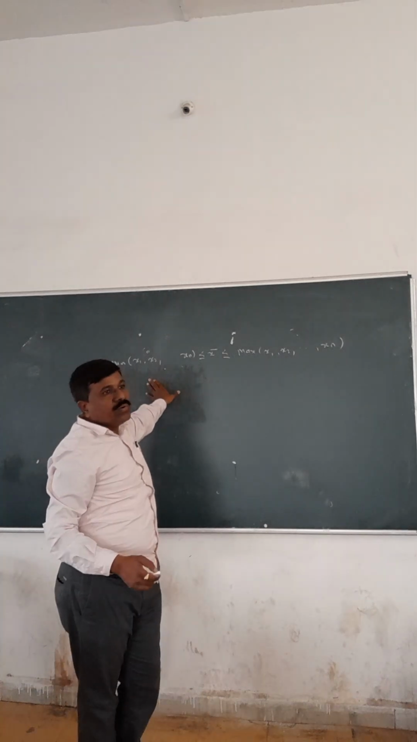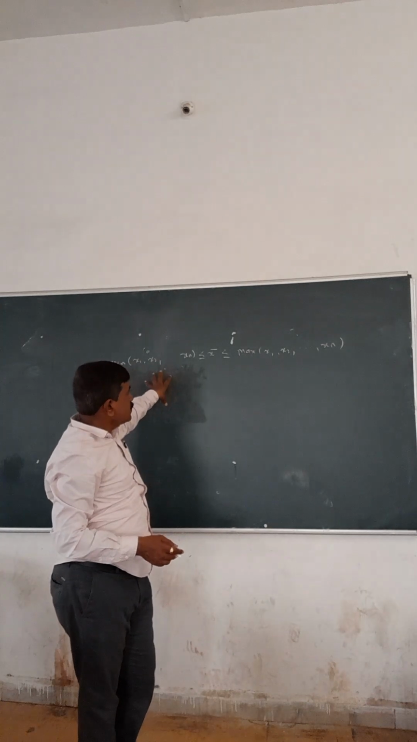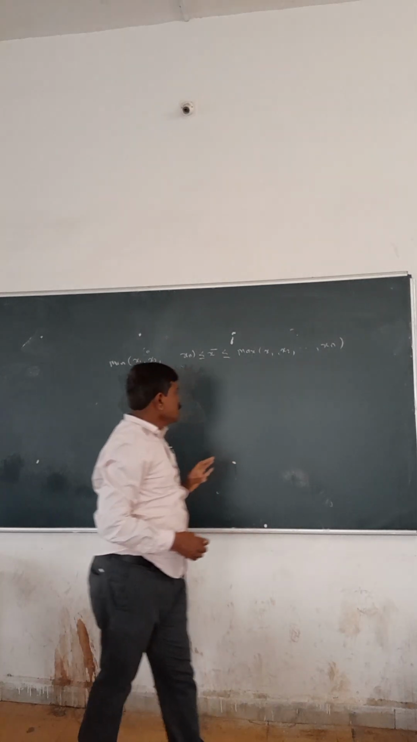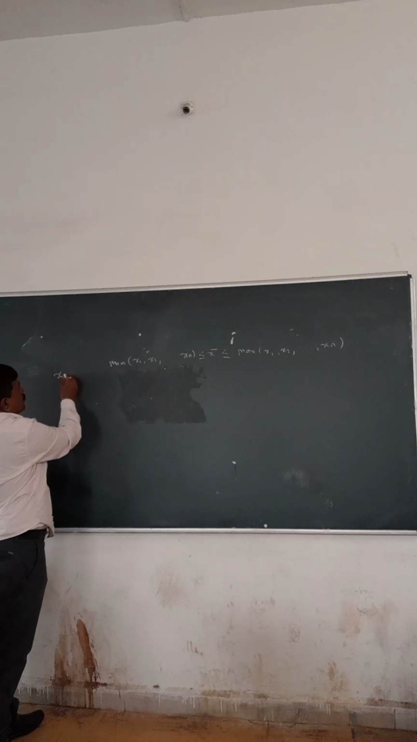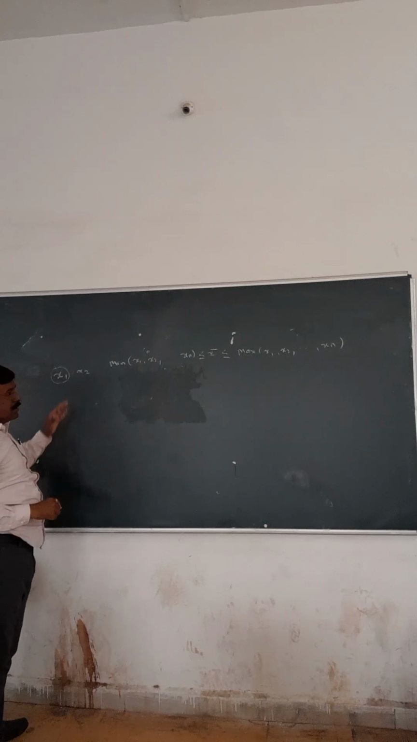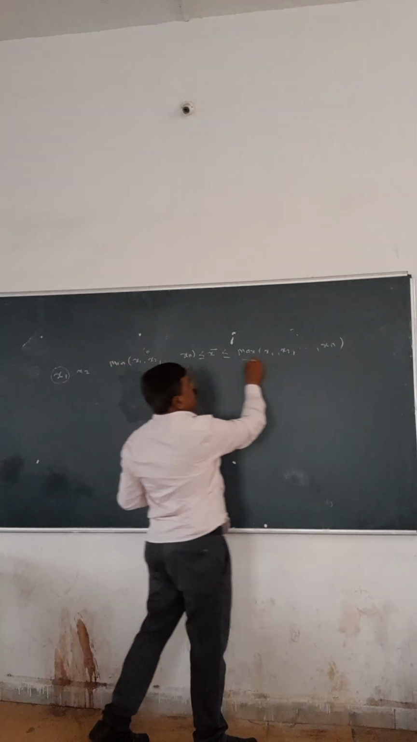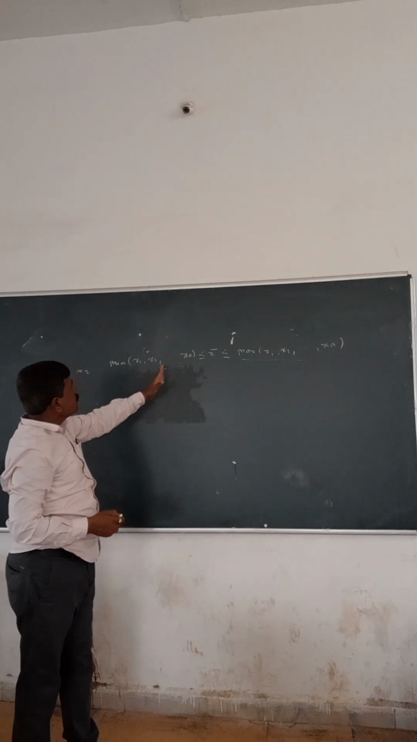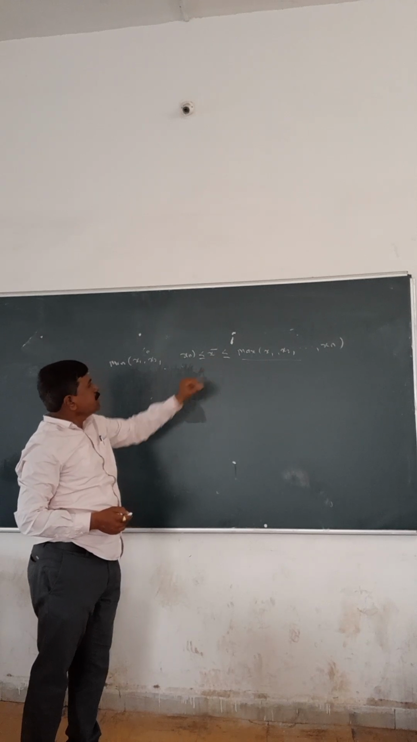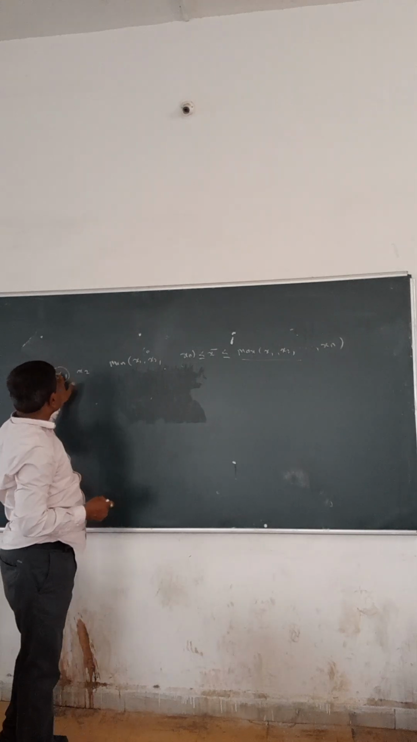Here we have two groups, that is, the minimum value of the observations and the maximum value of the observations. Suppose here we have two groups: first is the minimum of the observations and second is the maximum of the observations. That is, minimum of x1, x2 up to xn is less than x bar, and x bar is less than the maximum of x1, x2 up to xn.